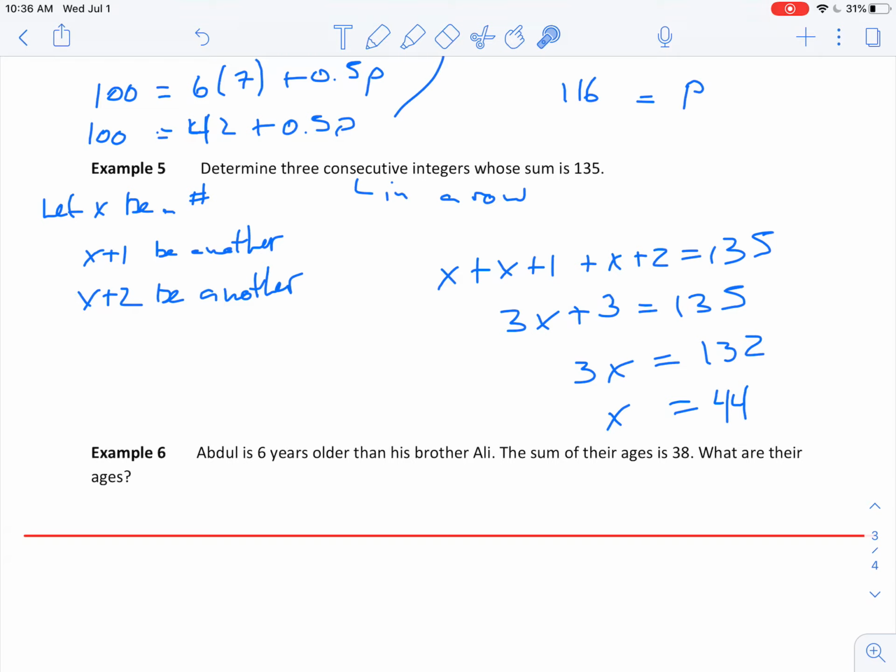All I'm going to do is just collect my variable terms and constant terms. So I'm going to have 3x plus 3 equals 135. 3x is equal to 132. x is then equal to 44, which means that if x equals 44, the next number would be x plus 1 equals 45, and then x plus 2 is equal to 46. So your 3 numbers are 44, 45, and 46.